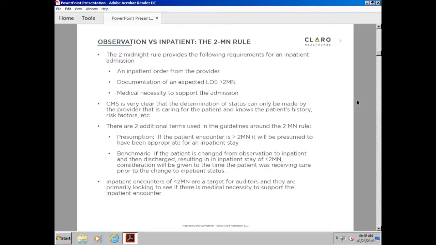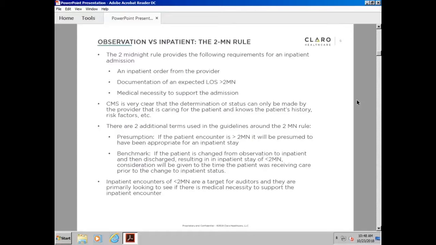So CMS is very clear that the determination of the status can only be made by the provider. So it's not InterQual, it's not the case manager, we're not going by the case manager's protocol. We're using the provider's thoughts. And so you're relaying that thought to the attending of what you're seeing. That's why it's so important to have what you're seeing, because later on, if we don't think that that's there, then we will query that attending for additional information of what you saw in the ED too, okay?